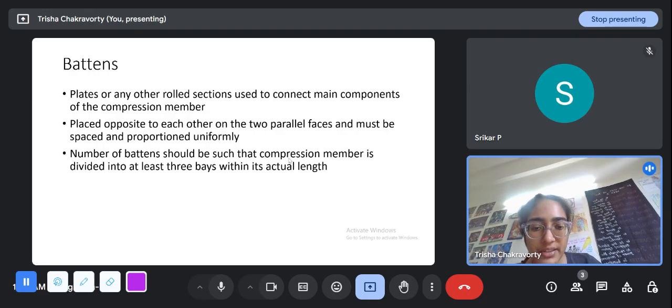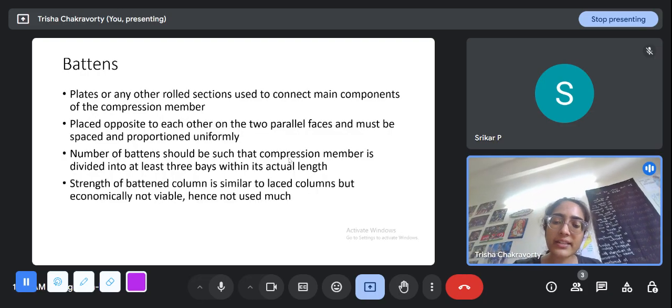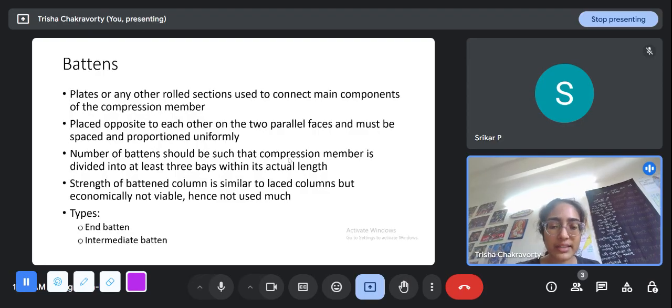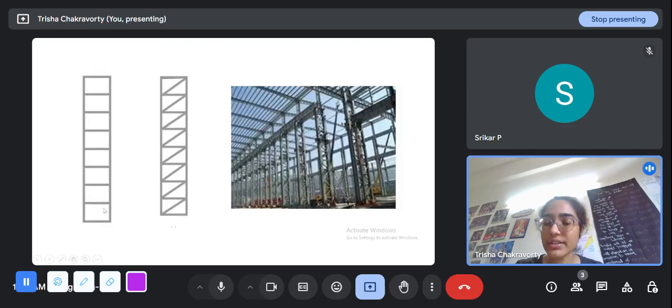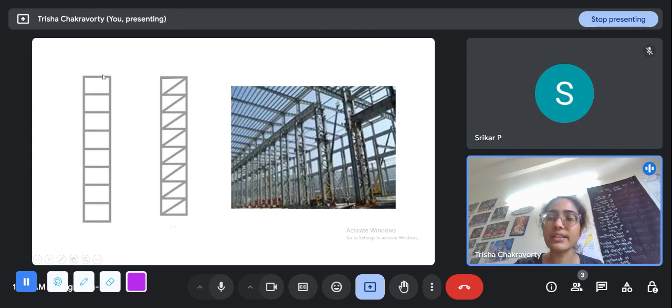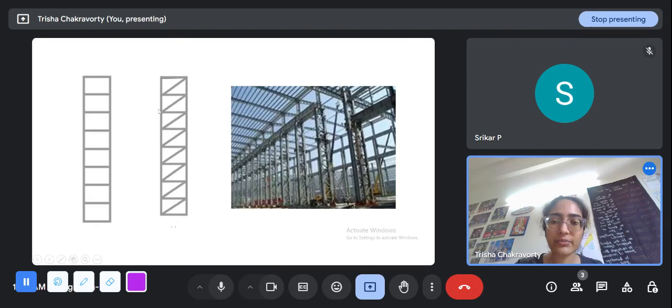The number of battens should be such that the compression member is divided into at least three bays within its actual length. So that means four layers of battening. A battened column is similar to a laced column, but economically not viable. So lacing is more common than batten. And there are intermediate battens and end battens. So these two, the top one and bottom one, are end battens, and these are the intermediate ones. And this is a combination of batten and lacing. These horizontal ones are the battens, and the inclined ones are the lacings.